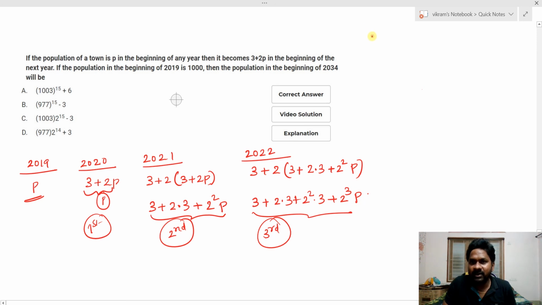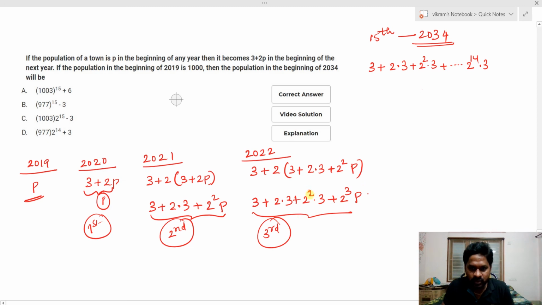In the same manner, from 2019, what is the population in the 15th year, that is 2034? Now we can write in this manner as 3 plus 2 into 3 plus 2 square into 3 plus, and we can write this up to 2 power 14 into 3. Why? Because in the third year it is 2 square, that means 3 minus 1. In the 15th year it is 2 power n minus 1, 15 minus 1, into 3 we obtain over here, plus next what we are getting: in the third year it is 2 cube into p, in the 15th year it is 2 power 15 into p.